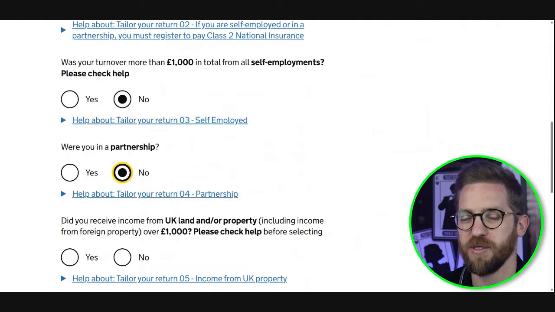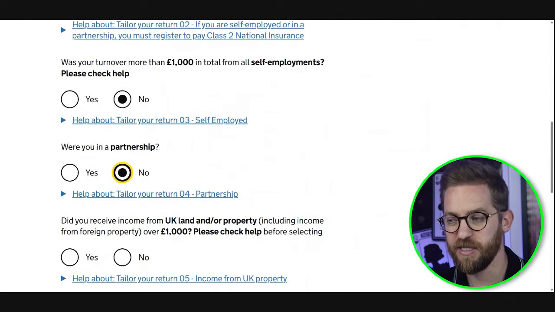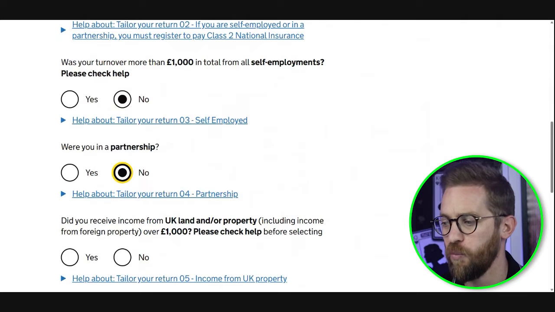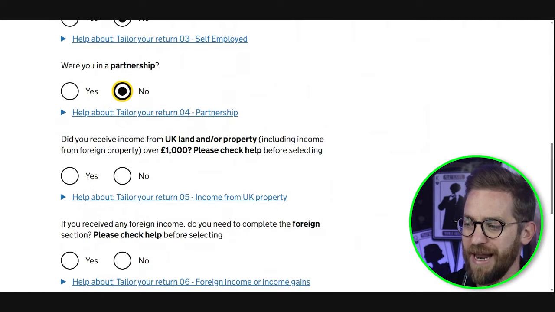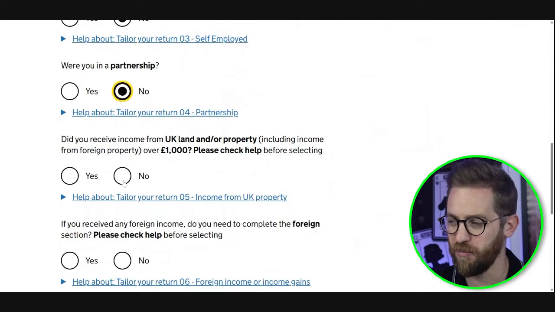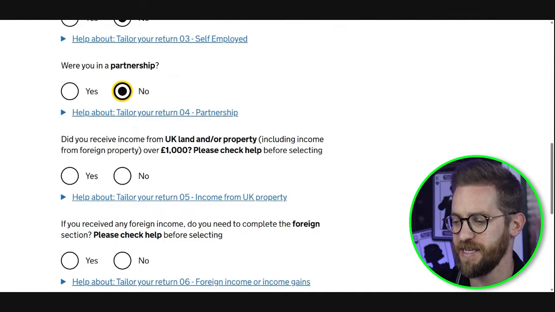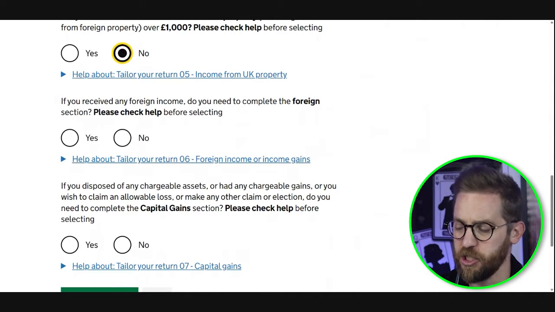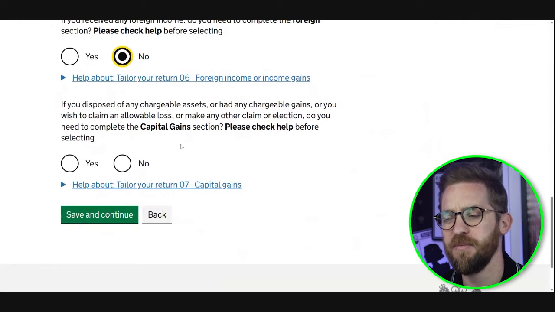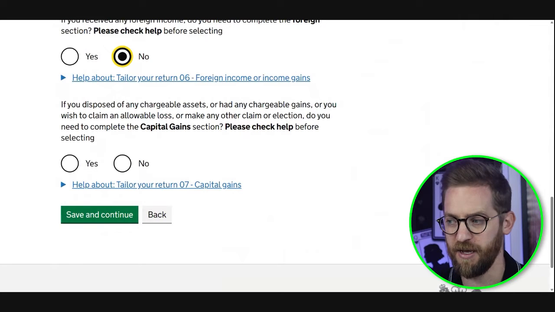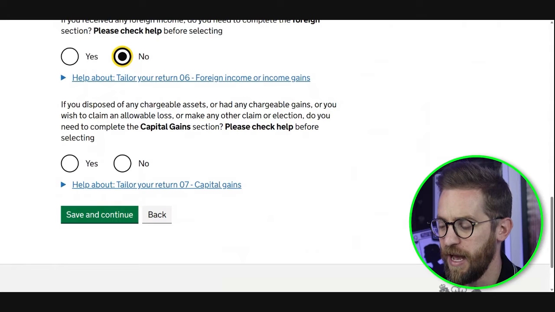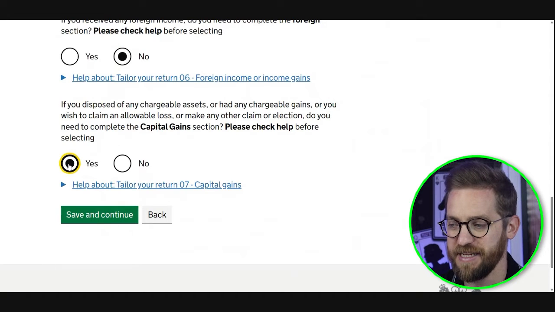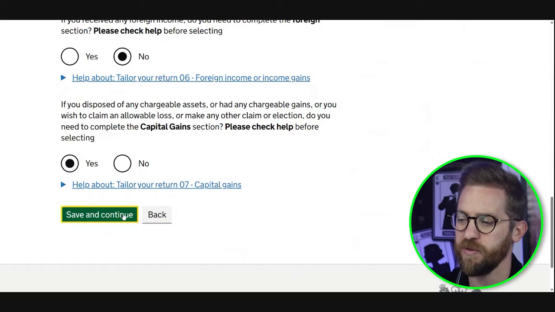A partnership is just 2 or more self-employed individuals working together. Typically that'll be under a partnership agreement, so that one won't apply. Any income from UK land or property, that's going to be your rental income or Airbnbs, that kind of thing, will go under this section. If you received any foreign income, do you need the foreign section? Okay, so maybe if you worked abroad or you have investments abroad, you could have income from outside of the UK. And then at the bottom, this is going to be the question that relates to us, that relates to the capital gain section. And if you do need to complete this section, then you'll say yes here. And then I'll save and continue on to page 2.